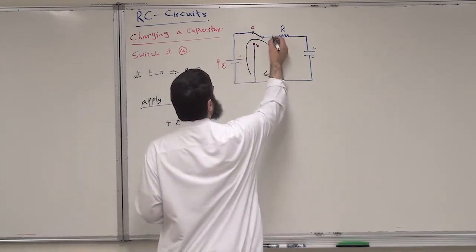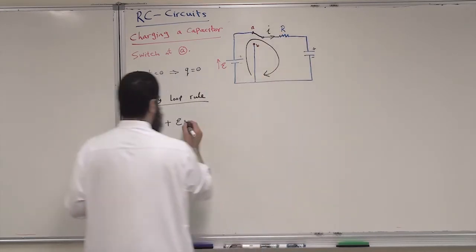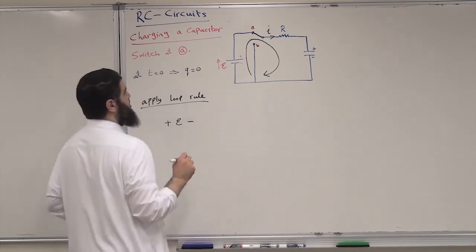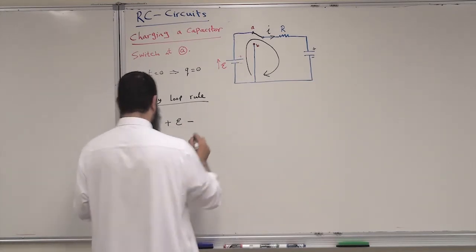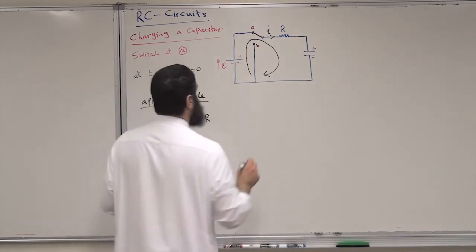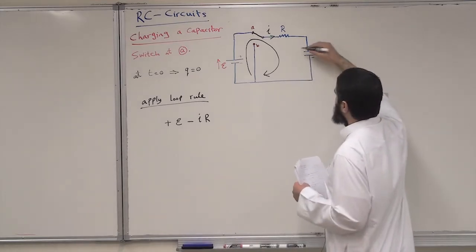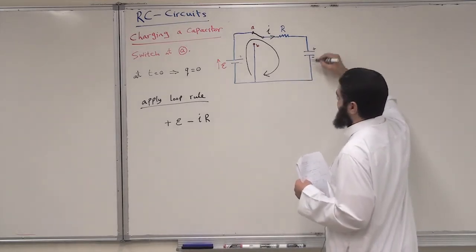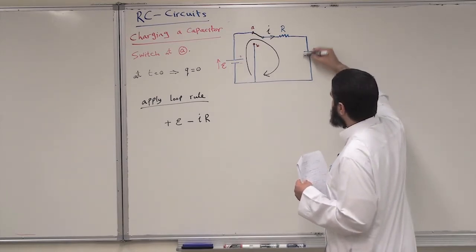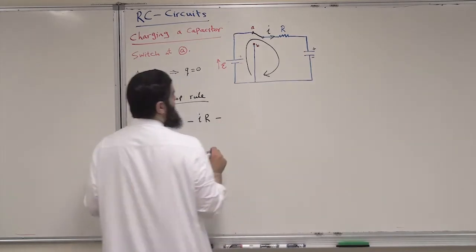Then the current is moving in this direction, I. So we will experience a drop in the electric potential, and that is equal to minus IR. And as we move from the positive side of the capacitor to the negative side, we will experience a drop in the electric potential. As we move this way, there will be a drop, and this is minus V.